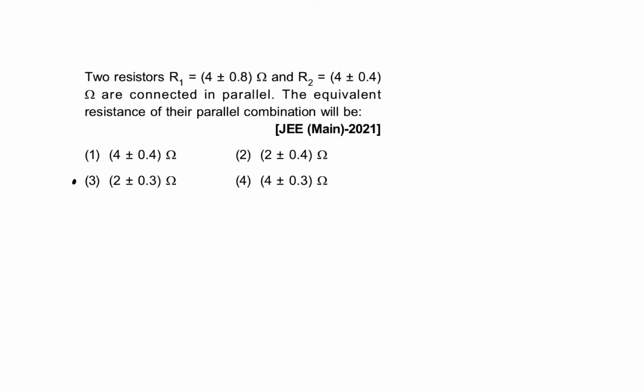Next, two resistors R1 is 4 plus or minus 0.8 ohm, R2 is 4 plus or minus 0.4 ohm are connected in parallel. The equivalent resistance of their parallel combination will be. Now you can see in parallel connection 1 by R is equal to 1 by R1 plus 1 by R2.